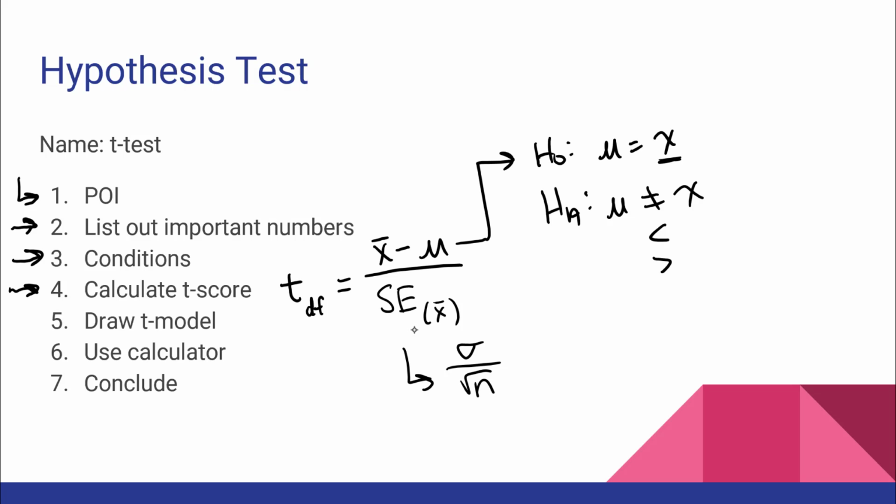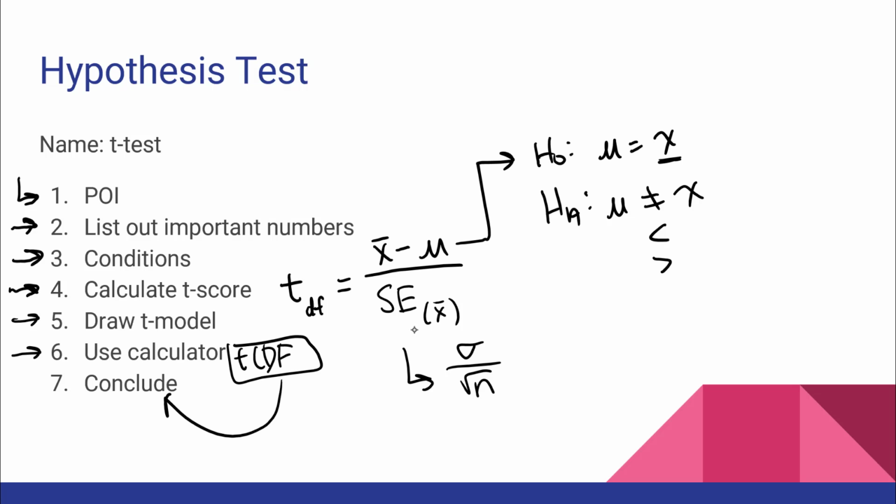Now that you have your t-score, you draw a t-model. It doesn't have to be perfect. If you draw a normal model, it really doesn't matter because they look so similar anyways. So you just draw your t-model, and then you flag your t-score and shade in the area from your t-score to the nearest extreme. Then you use your calculator's tcdf function to get a p-value.